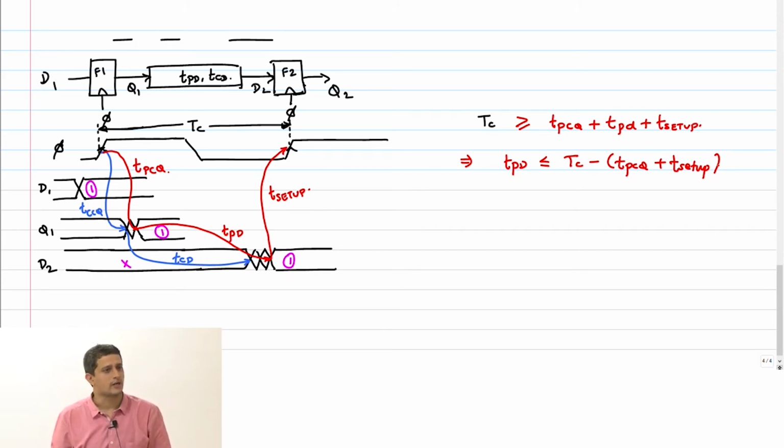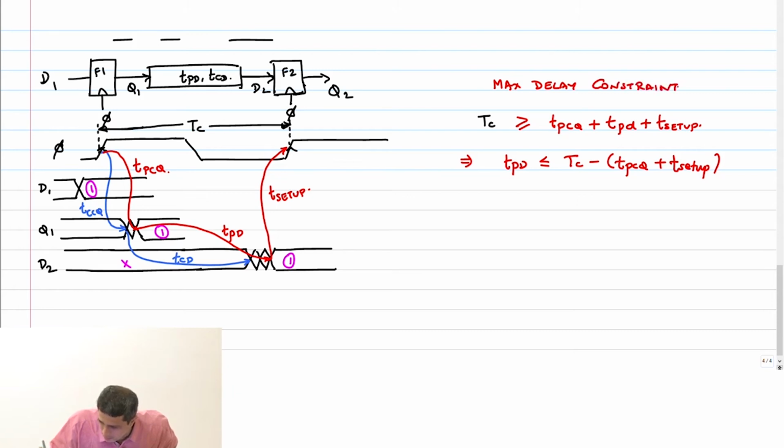Therefore, this constraint that we derived just now is called the max delay constraint. It's the maximum delay that the combinational block can introduce without causing a failure in the system for a given clock period. So this is basically called the max delay constraint.